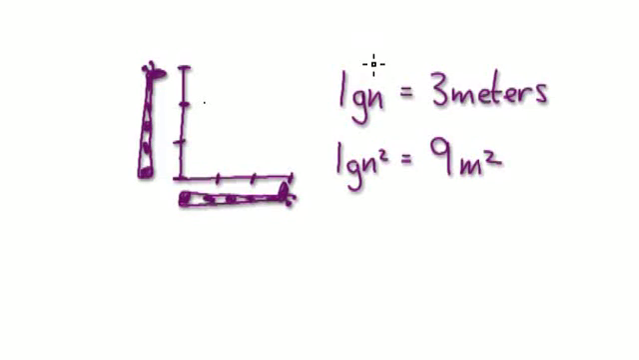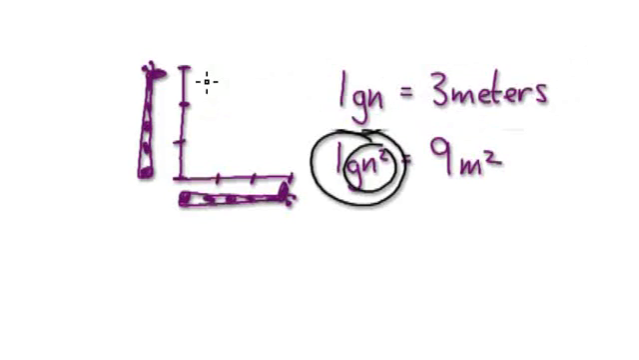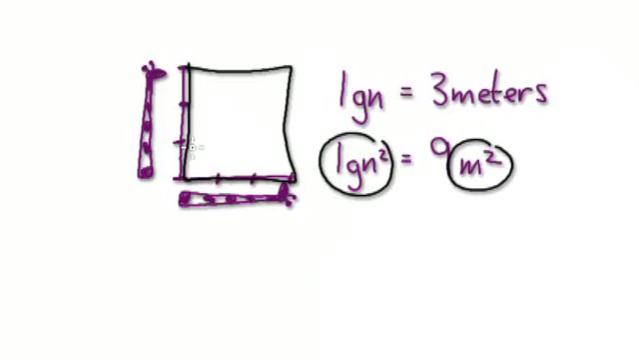Okay, this here is a length. This here is a length. This here is also a length. Now, when you're talking about area, this is one giraffe neck squared. That means it's this whole area here. One giraffe neck squared is this whole area here. Now, one giraffe neck squared is actually 9 meters squared.